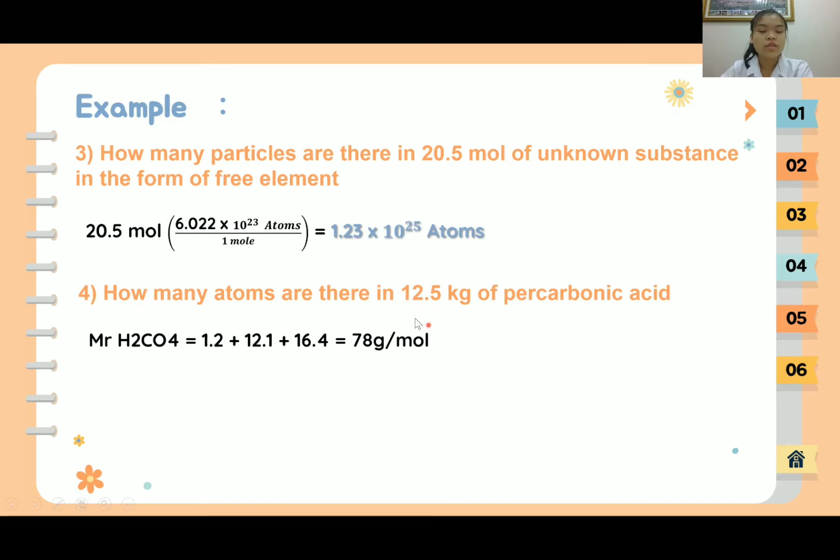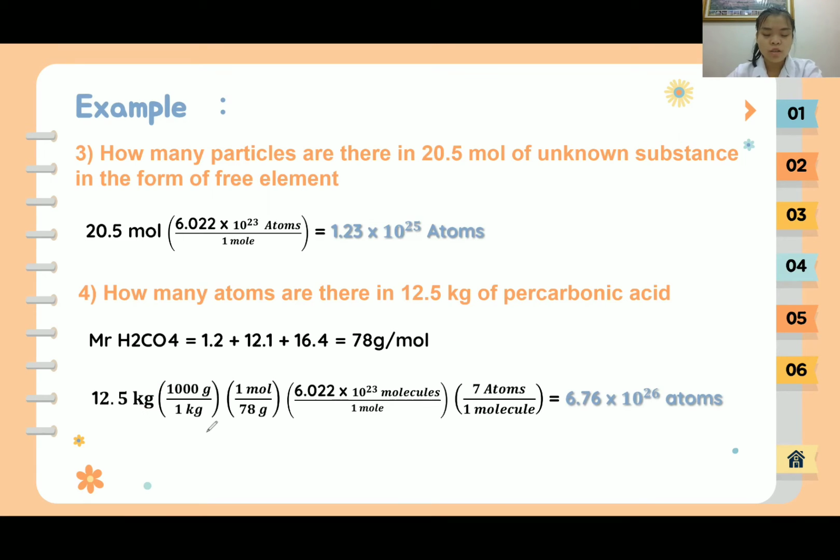After we already searched the molar mass, we just need to change it into atoms. To change it into atom, first write the mass. The mass is 12.5 kg. So here 12.5 kg. Because we need to change the mass into mole, we need to eliminate the kilogram into gram and then eliminate the gram into mole. So 12.5 kg times 1000 gram per 1 kilogram, we can eliminate this.